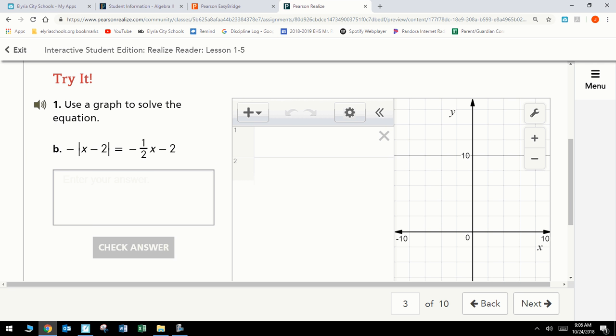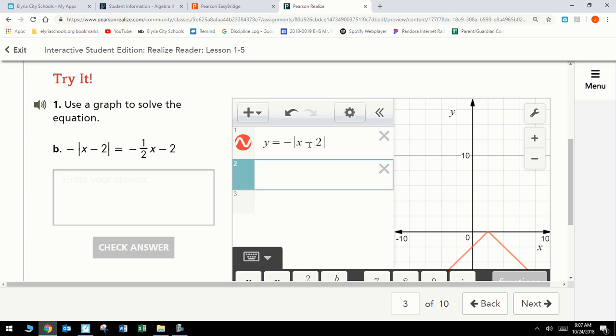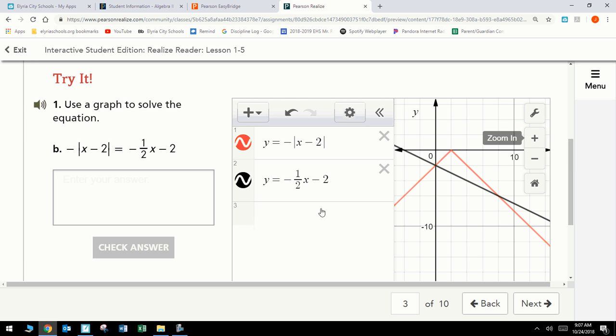Now using this given equation, what would I set my first equation to be? Negative absolute value of 2x minus 2. Exactly. So what equation is going to be the left side? The negative absolute value of x minus 2. And then the other equation is going to be the right side of the equation. So negative 1/2 x minus 2. Wait, how would I do the half? You can use the key right above, the backslash, which is the division.